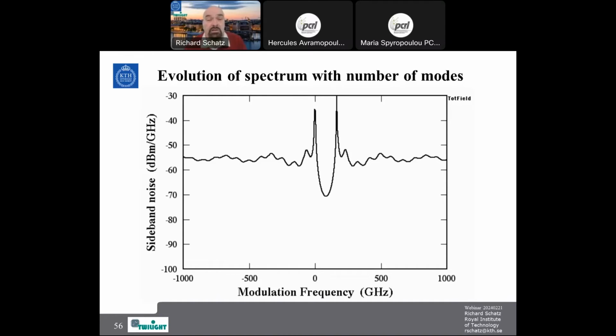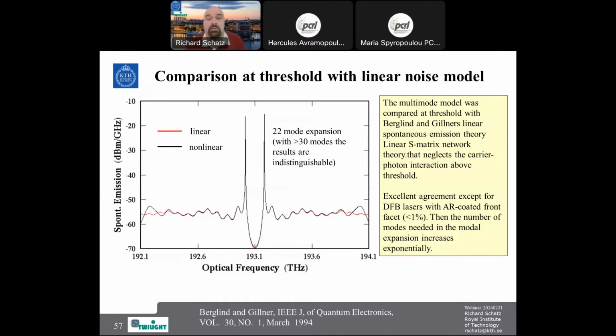There are in literature simpler models that don't take into account the carrier fluctuations. They take into account the carrier noise, but not the fluctuations due to interaction of photons and carriers. And such a model was made, for instance, by my colleagues, Eilert Berglind and Lars Gillner. And here you see their model. It's very fast. The red curve here is a linear model which they use, and you see the black curve is a nonlinear model here. But it's when I use only 22 modes.